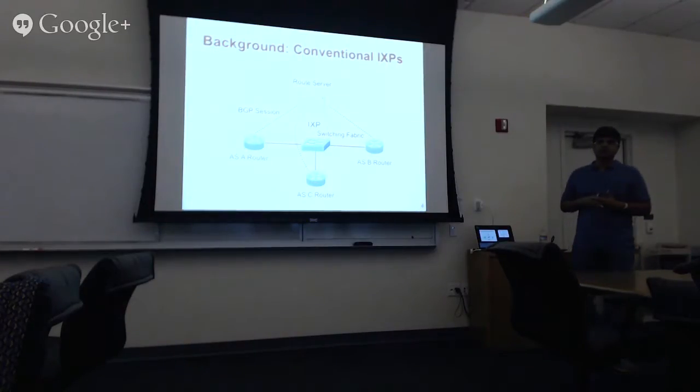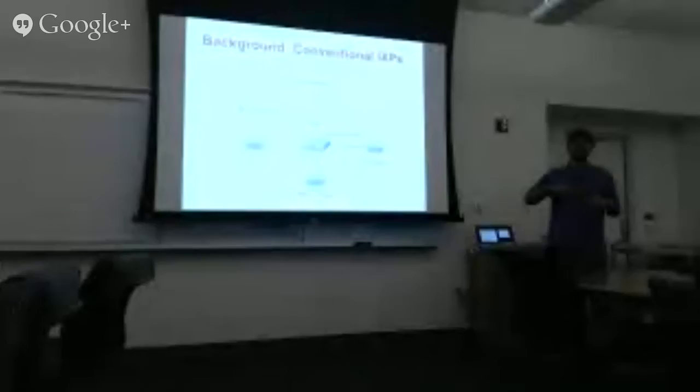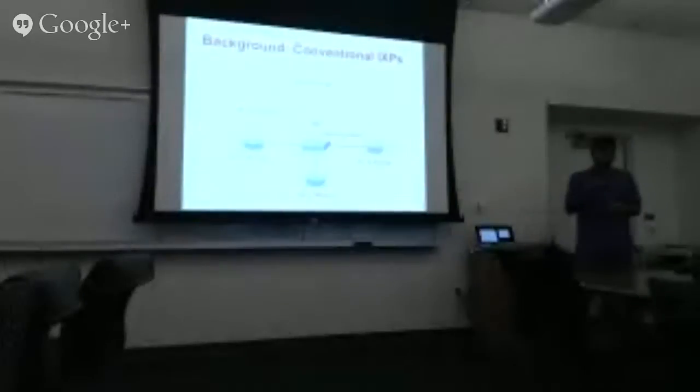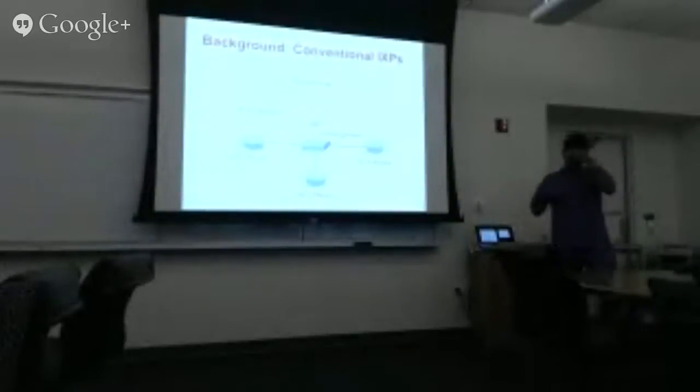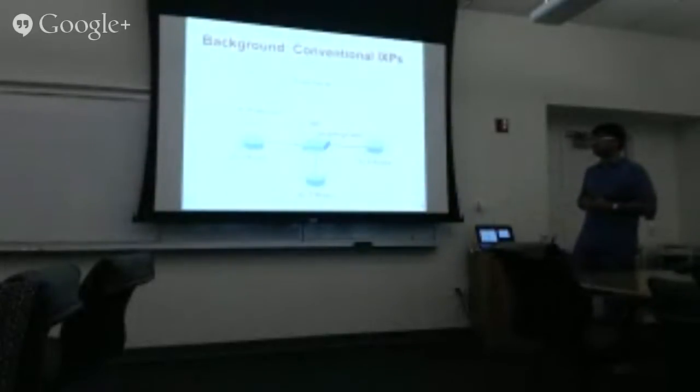So they basically have peering sessions with one route server, like all the participants, and then the route server basically assists the exchange of BGP routes. So this was for scalability purposes.